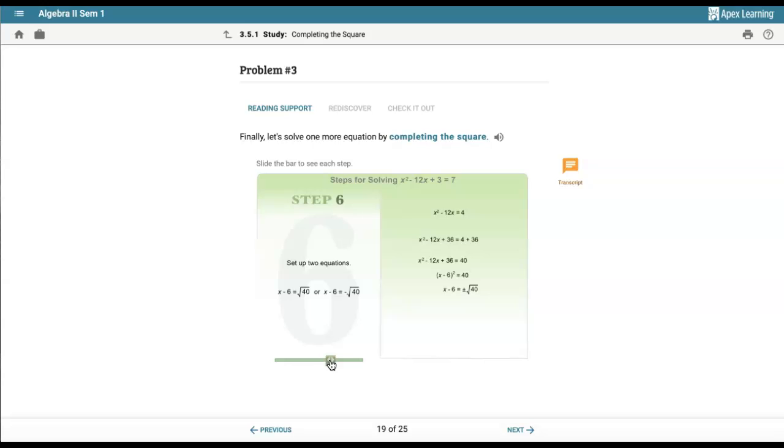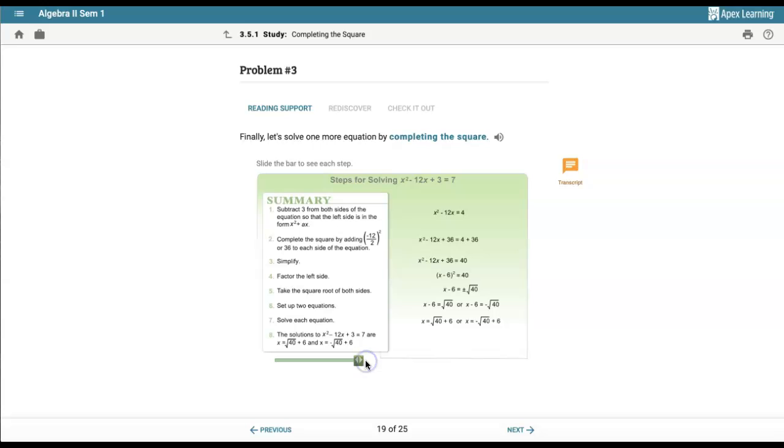All right, and so we still know what to do. We set up two equations, a positive version and a negative version. We solve for each. All right, and the final solutions are as follows, right? So square root of 40 plus 6 or negative square root of 40 plus 6. Both of those are completely fine. And no, you do not need to simplify beyond negative square root of 40. Okay?